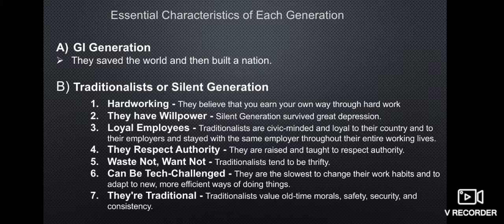Number 4, they respect authority. They are raised and taught to respect authority. They respect every individual who is higher than them. Number 5, waste not, want not. Traditionalists tend to be thrifty. Number 6, can be tech challenged. They are the slowest to change their work habits and to adapt to new, more efficient ways of doing things. Number 7, they're traditional. Traditionalists value old times, morals, safety, security, and consistency.